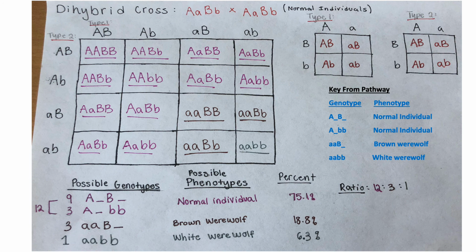However, since this is single dominant epistasis, there are only 3 phenotypes, so the ratio comes out to be 12 to 3 to 1, stating 12 normal, 3 brown werewolves, and 1 white werewolf.